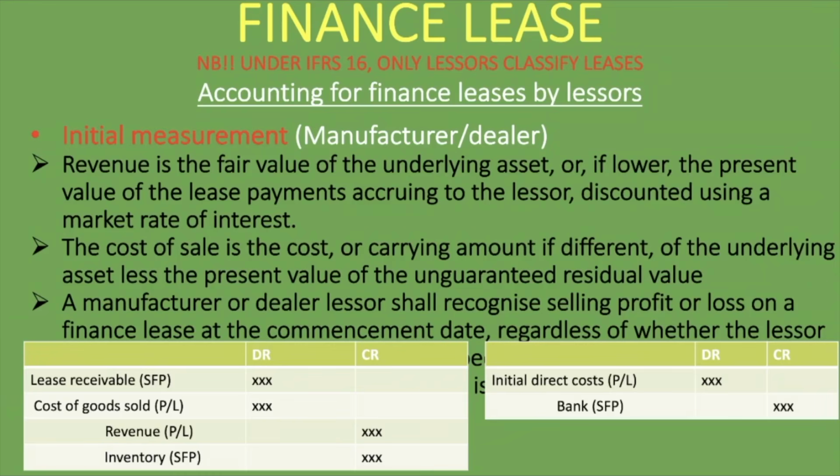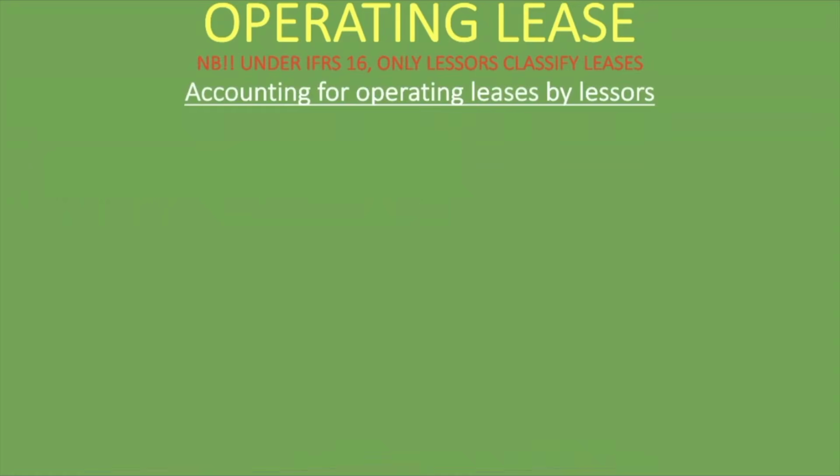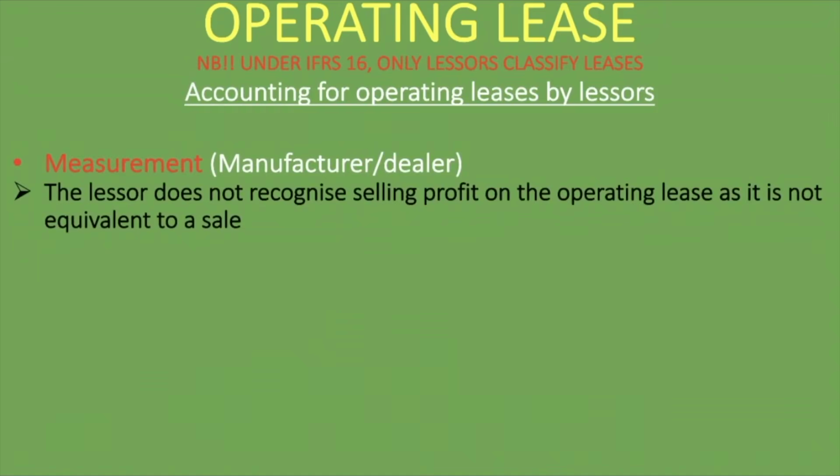What about operating leases for a manufacturer or dealer? How do you account for it? Well, let's see what happens here. The lessor does not recognize selling profit on the operating lease as it is not equivalent to a sale. Remember, this is not equivalent to a sale here because you are leasing it out and you will get it back. It's an operating lease. Remember, lessor still classifying leases, so this is an operating lease. For a manufacturer or dealer, there is no selling profit because this is technically not a sale.